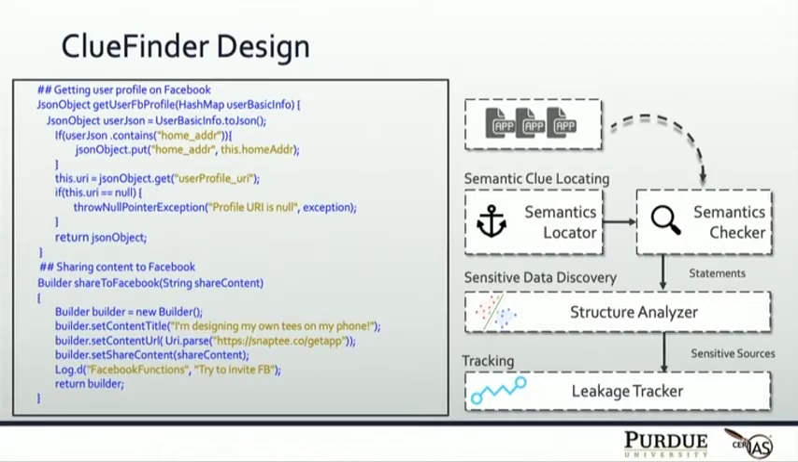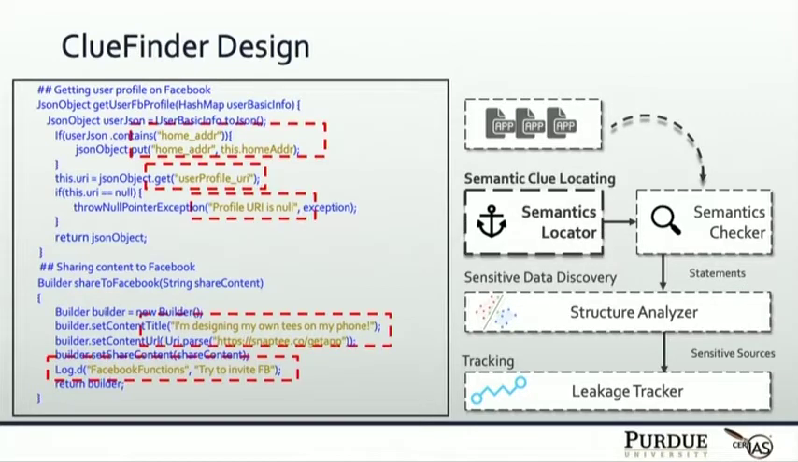So here we present how ClueFinder tackles these challenges step by step. The idea behind ClueFinder is to first quickly screen across the app code to locate privacy-related tokens within program elements, and then semantically evaluate those program elements to drop false positives. It mainly includes four components: the semantics locator, semantics checker, structure analyzer, and the leakage tracker.